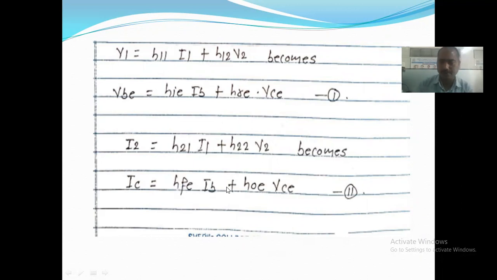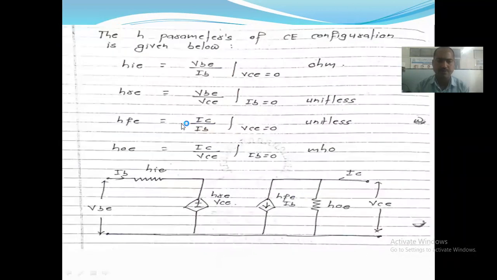To find the HFE, we have to make HOE equal to 0, which means all those terms should be 0. Now your equation is IC equals HFE into IB only. So HFE equals IC divided by IB when we make VC equal to 0.